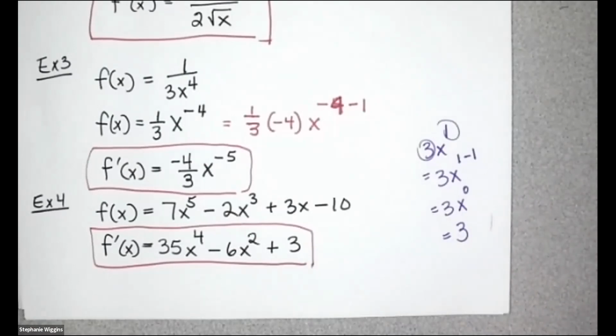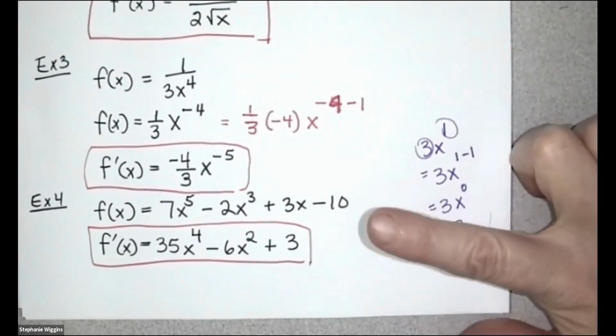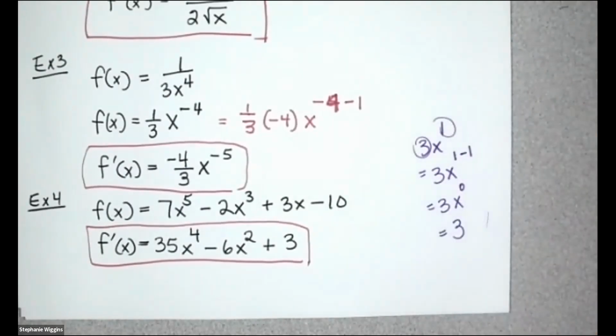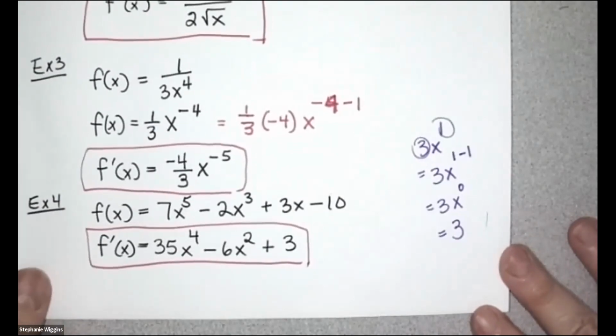So whenever you see a constant in your function, if you're taking the derivative, as long as the constant is by itself, it's just going to go away when you take the derivative. Thank you. Any other questions? All right. Let me do another one here.